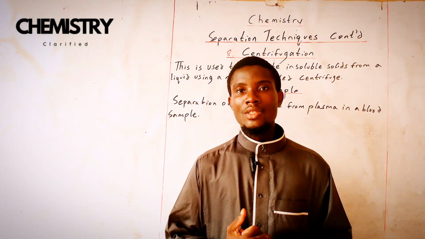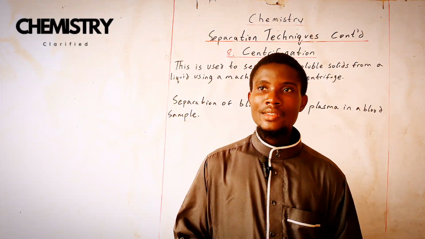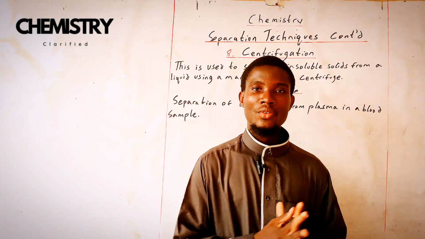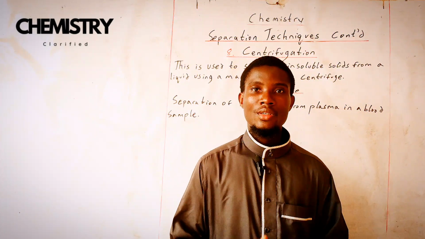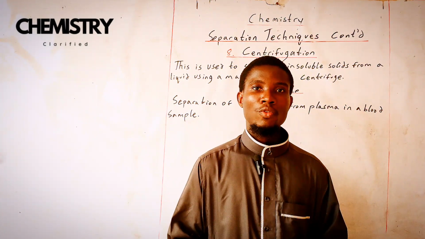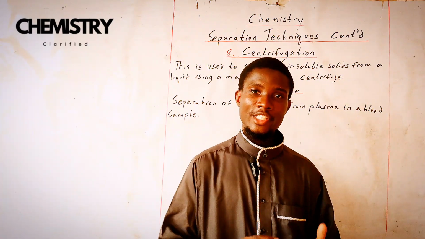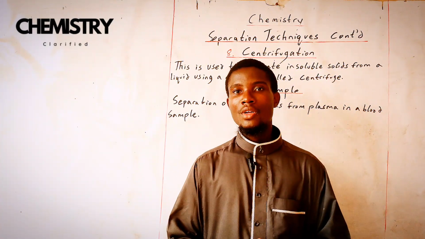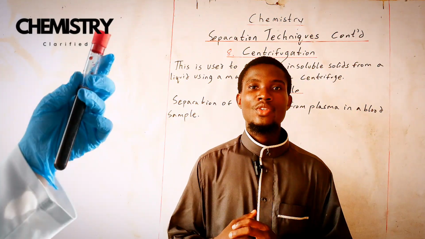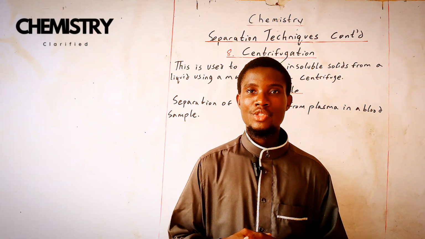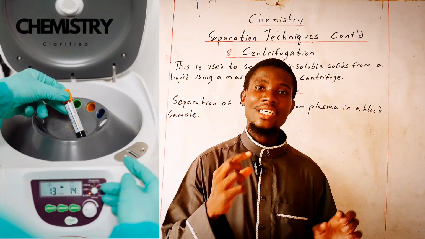The next separation technique is centrifugation, and this is one of the methods that we can use to separate insoluble solids from a liquid. For instance, if you have a blood sample in the hospital, which is always in small amounts, you are going to put that blood sample into a test tube. After that, you are going to put the test tube inside a machine called the centrifuge.